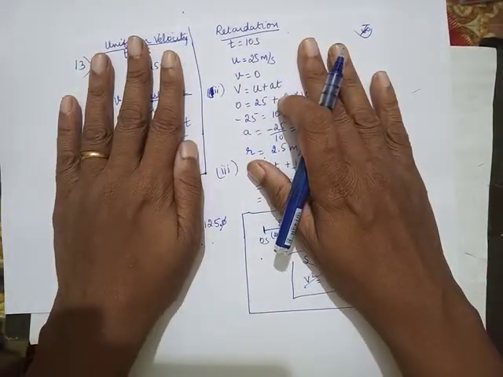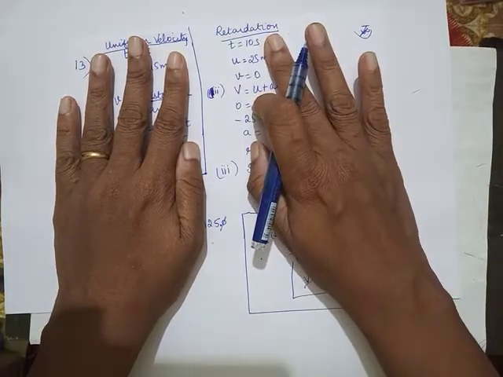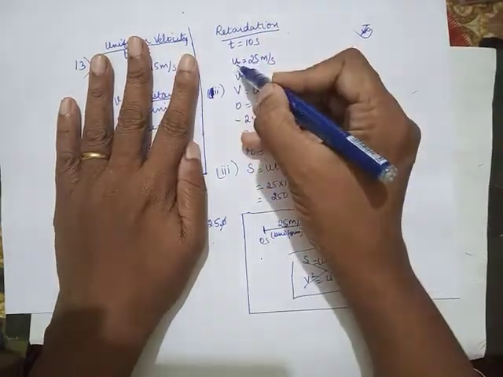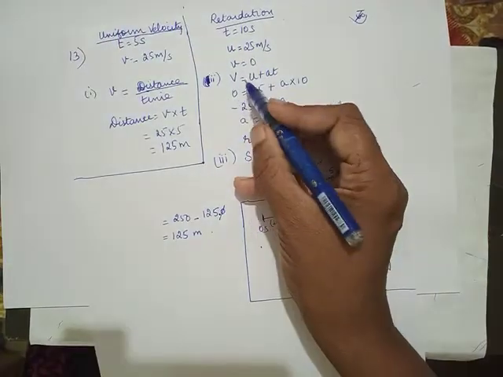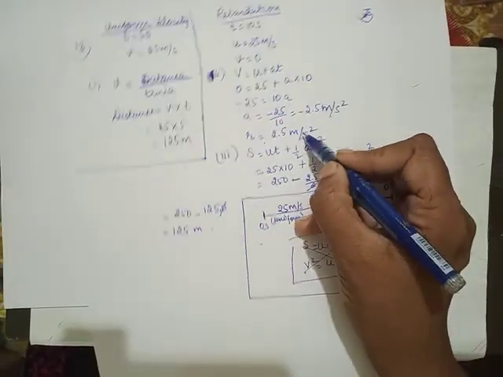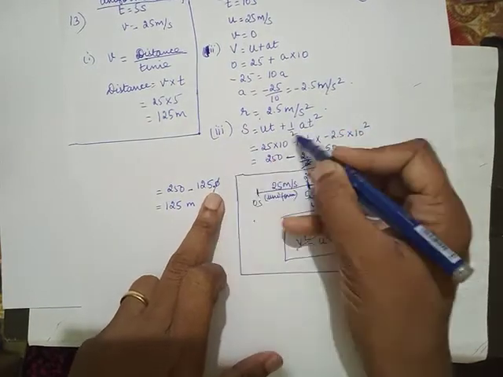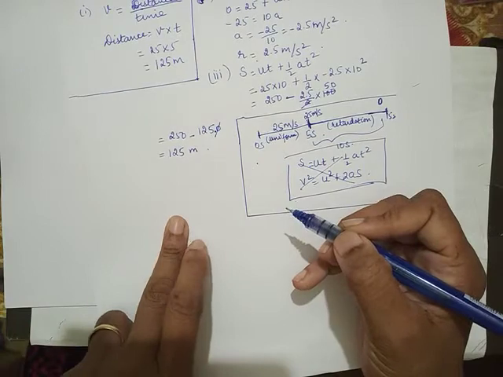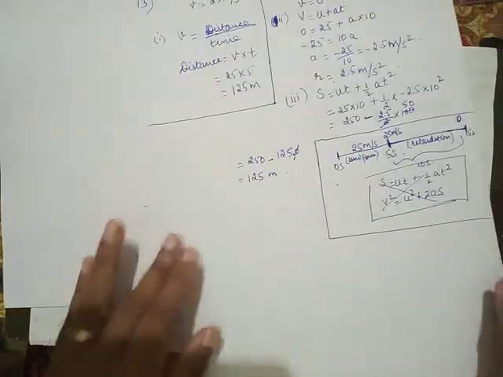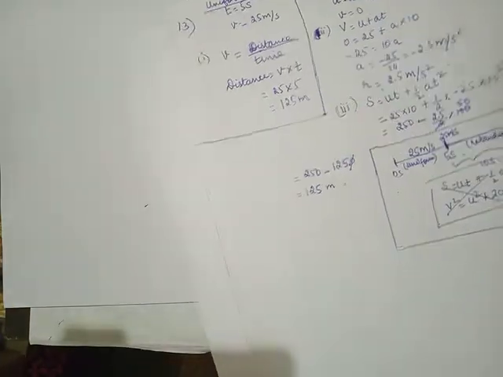But when it comes to the second part where it is undergoing retardation, you have to use equations of motion because there is an initial velocity and final velocity. So using the first equation, we found acceleration, then we got the retardation, then using the second equation, we found the displacement. Is it clear, children? So this is how the 13th has to be done.